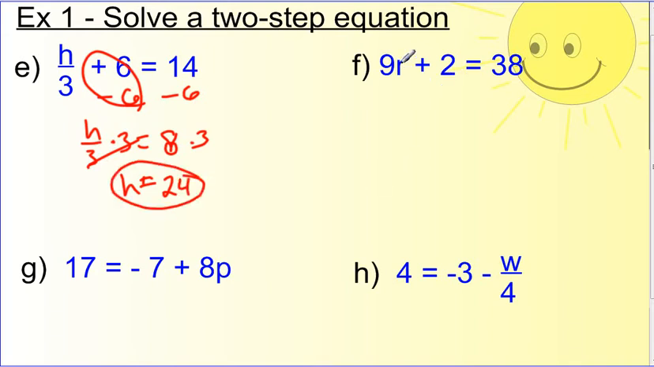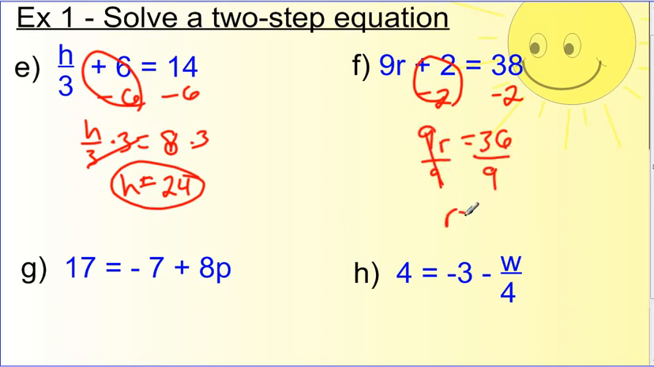Letter F. Times by 9, minus 2, or I'm sorry, plus 2. So I get rid of the add and subtract first. We get 9r equals 36. Times by 9, so we divide by 9. We're doing the opposite. Divide by 9. r equals 36 divided by 9 is 4.